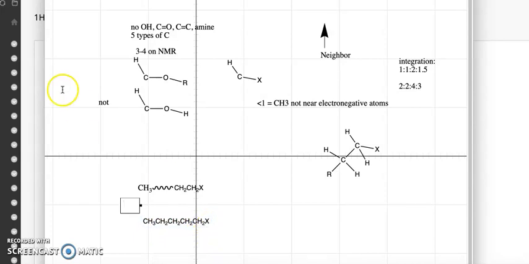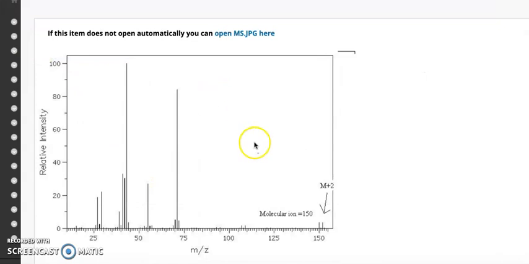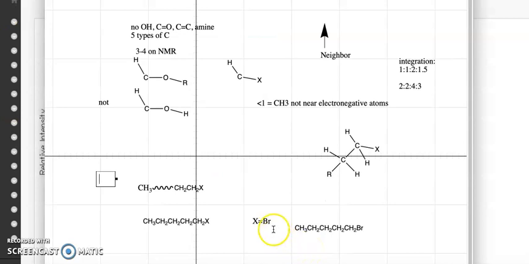That's when we're going to use the mass spec. When I look at my mass spec, I notice that the M to M plus 2 is in a 1-to-1 ratio. That clearly screams at me that I have a bromine in this molecule. So X equals Br, and this is the structure of my product, or my unknown, I should say.